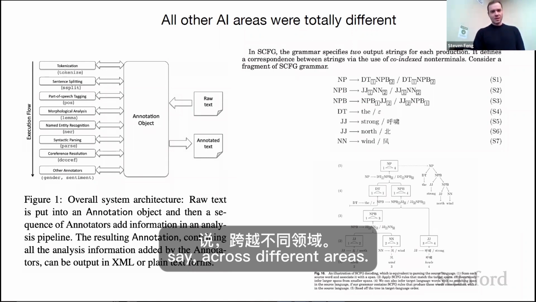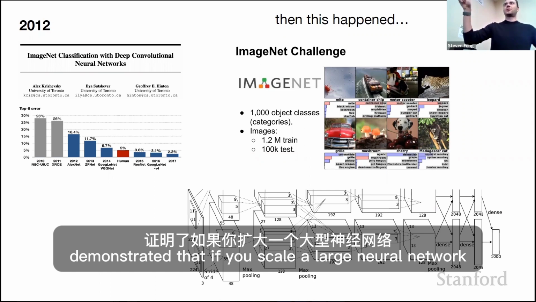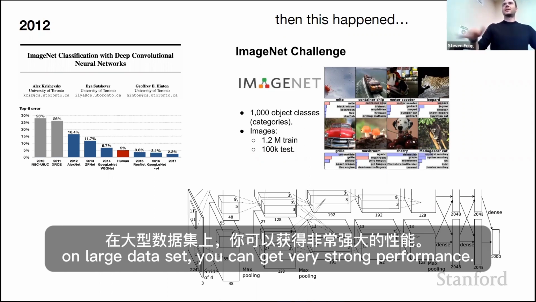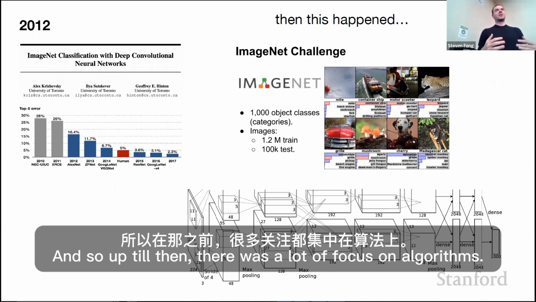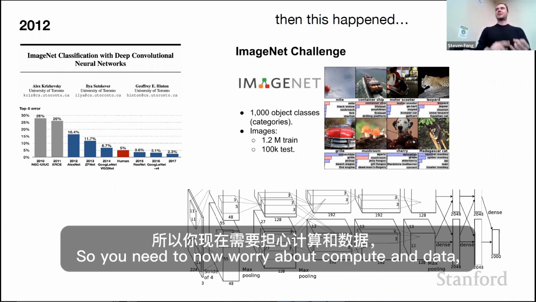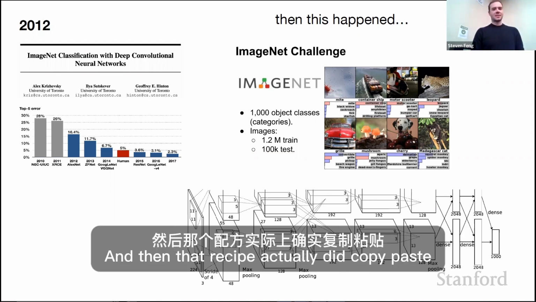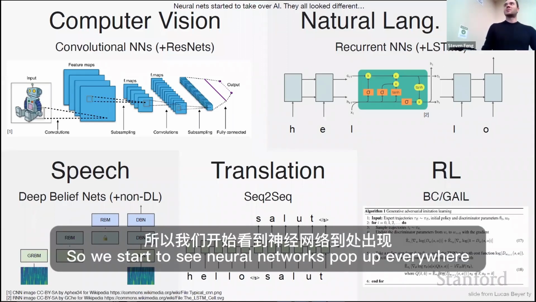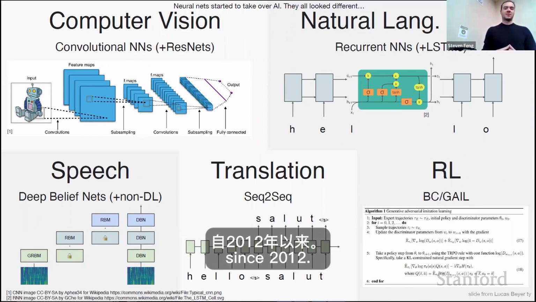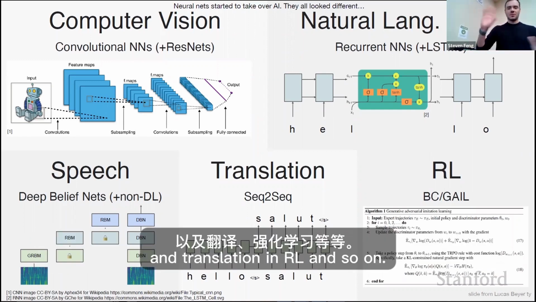Now that changed a little bit starting in 2012, when Alex Krizhevsky and colleagues basically demonstrated that if you scale a large neural network on a large data set, you can get very strong performance. Up till then, there was a lot of focus on algorithms, but this showed that neural nets scale very well. So you now need to worry about compute and data, and if you scale it up, it works pretty well. That recipe did copy-paste across many areas of AI. We started to see neural networks pop up everywhere since 2012: in computer vision, NLP, speech, translation, RL, and so on.